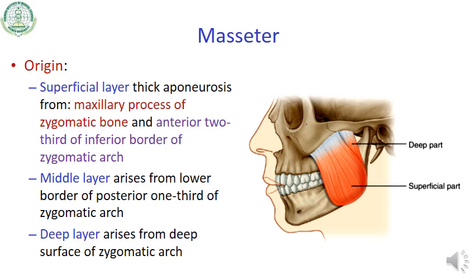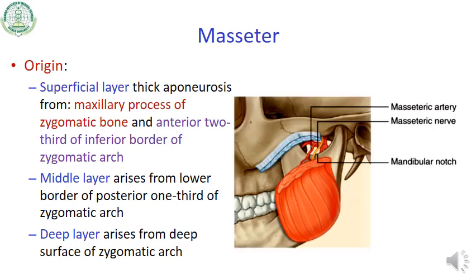So that is about the origin of the masseter. You can see here the aponeurosis, anterior 2/3, this is posterior 1/3, middle, and deep is from the medial surface of the zygomatic arch.